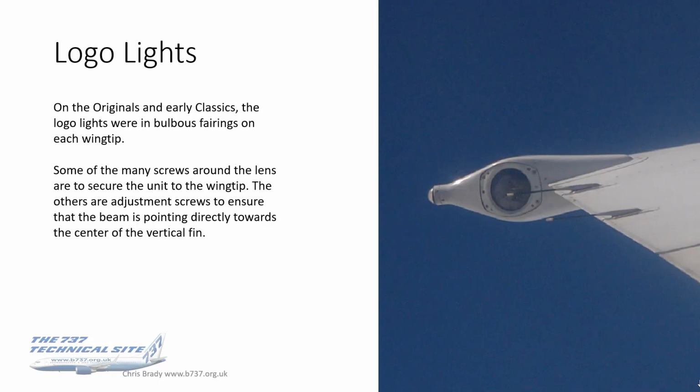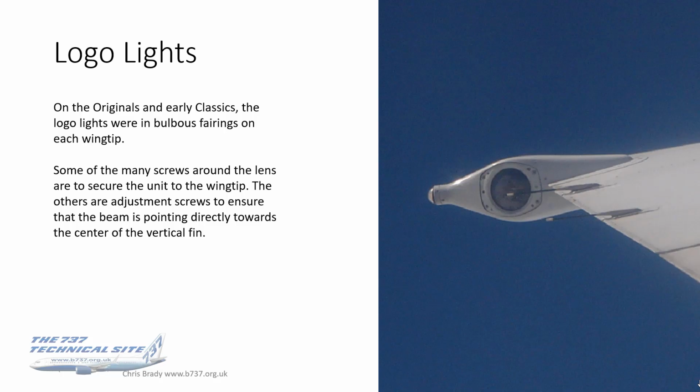Okay, so logo lights. Let's talk about those. On the Originals and the early Classics, that's what you used to see out on the wingtip. There was this bulbous fairing on each side, and that was purely to house the logo light. I mean, it also housed the aft position light, as you can see there on the left, but it didn't need to be that size for just the aft position light. So that was to hold that.